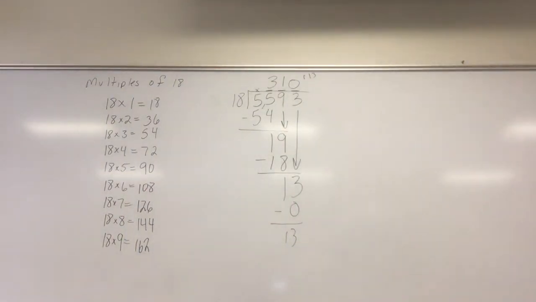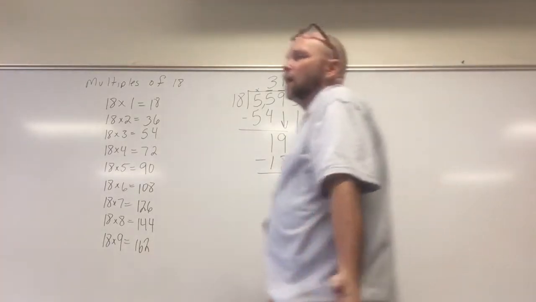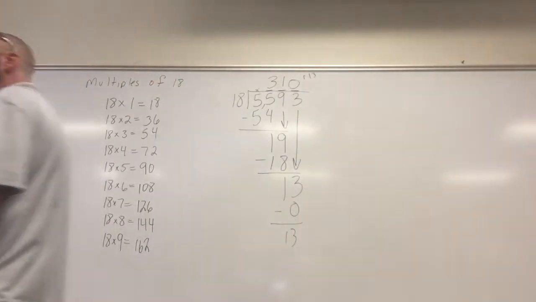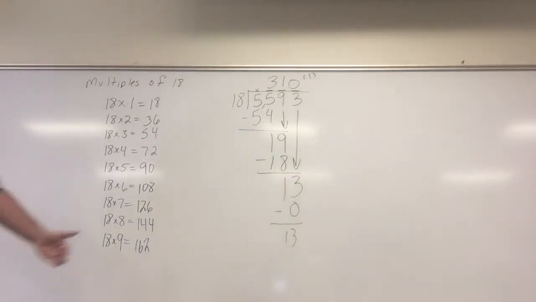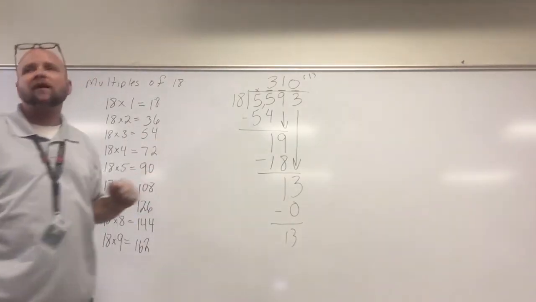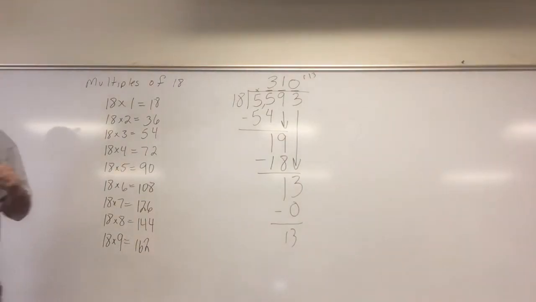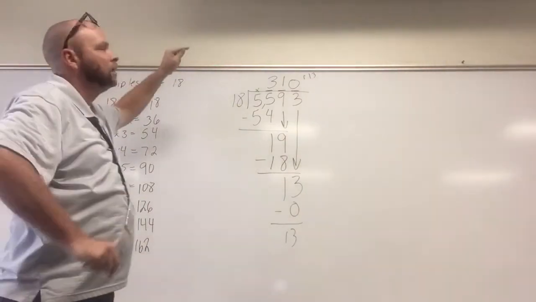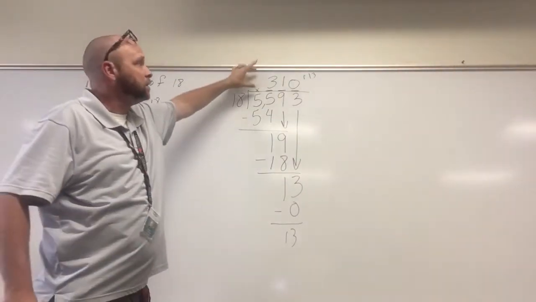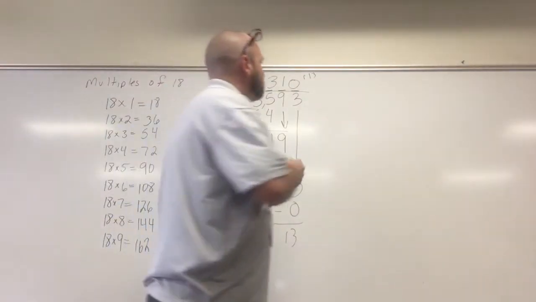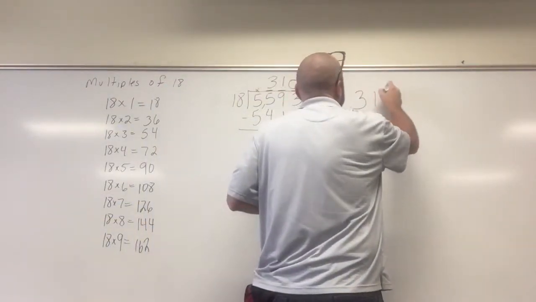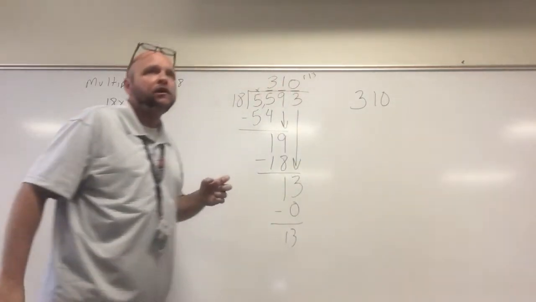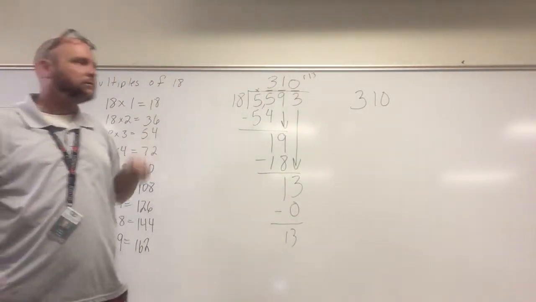Now Brooklyn sent me a telegraph. And she asked if I would show again how to check division problems and make sure we got them correct. So Brooklyn, this is how you do it. You take your quotient, which is 310. You multiply it by your divisor, which is 18.